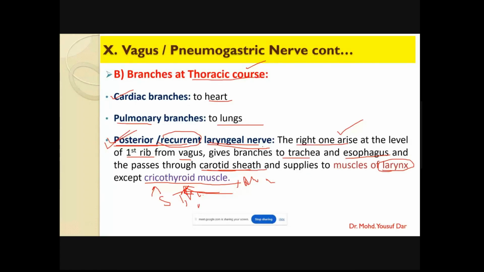So यहाँ पे क्या होगा, जो right one होती है, ये vagus nerve से, that means the right vagus, it arises from the right vagus, but just at the level of first rib. Then when it arises from the vagus nerve, it gives branches to trachea and esophagus, then it ascends along the neck region, it leaves the thorax, then passes through the carotid sheath, and then finally reaches the larynx and supplies the muscles of the larynx. So ये हो गया आपका right recurrent laryngeal nerve.